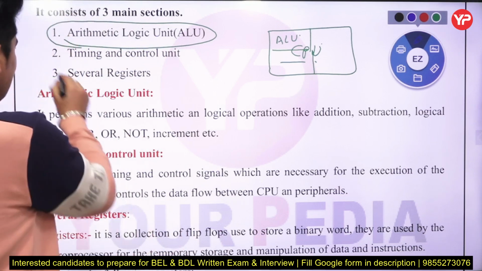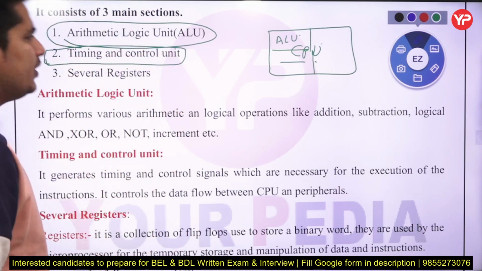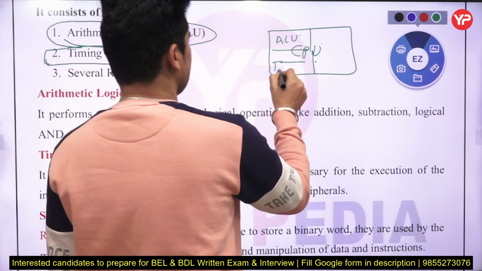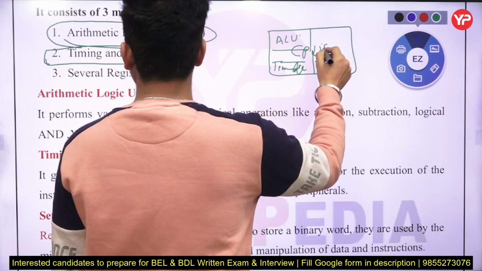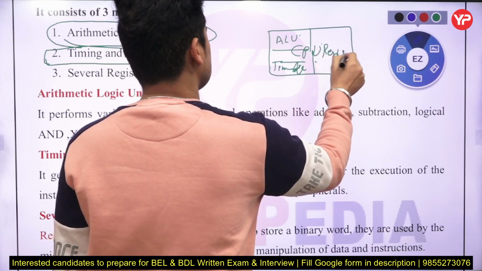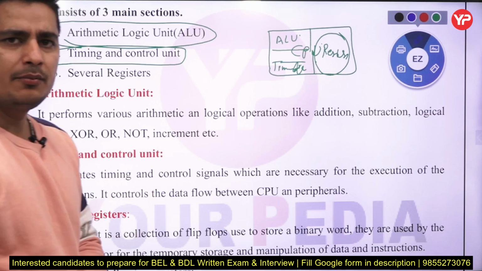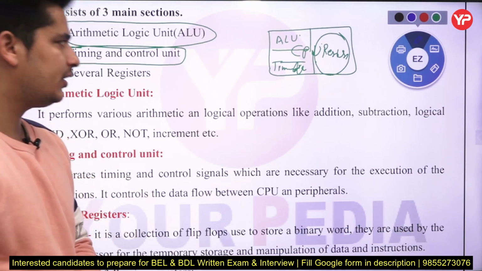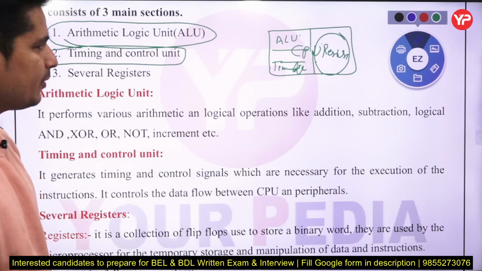Then the second term is timing and control. Timing and control is also a separate unit. And the third thing is registers. Registers are one type of memory which is inbuilt inside the microprocessor. We will discuss that later on in detail, right? Basically, first I am going to discuss timing and control.